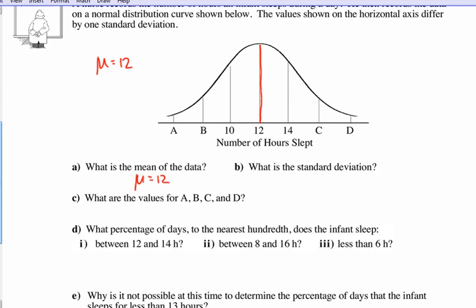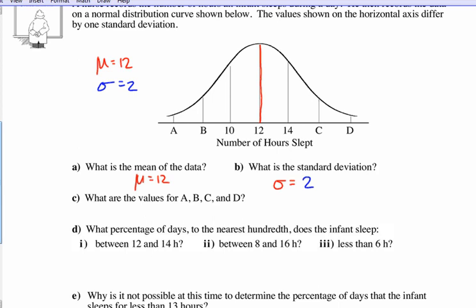Okay, and what is our standard deviation? Well, our standard deviation is always our distance between each Z score, right? This is Z score 0 here, -1, -2, -3, 1, 2, 3. So what's that difference in between our values for each one? And it's 2, right? So our standard deviation would be 2.